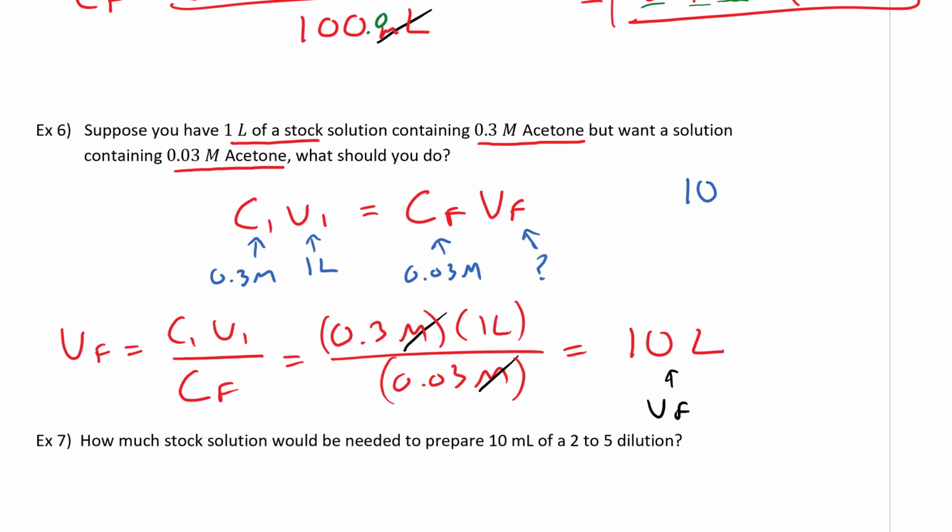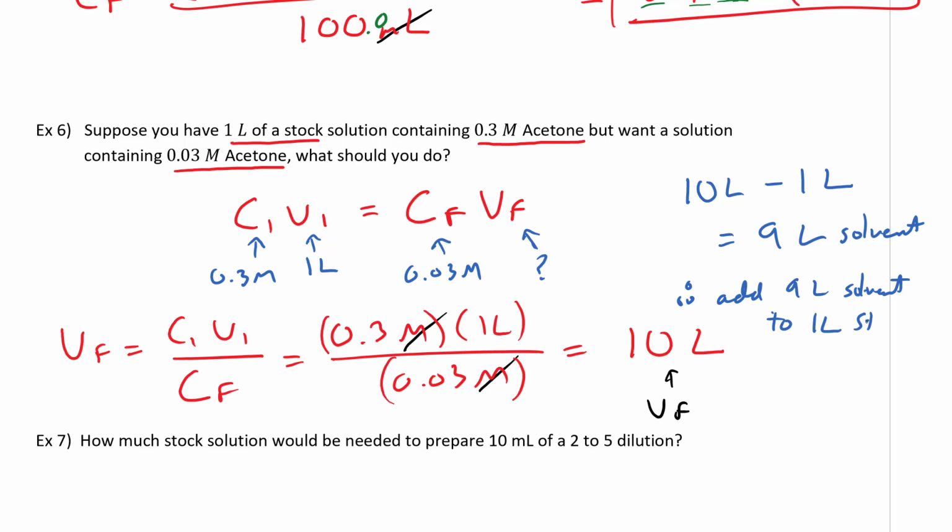As a result, I have to take that final volume and subtract away my stock volume. This will give me 9 liters of my solvent. Therefore, add 9 liters of solvent to 1 liter of stock solution. This is how you would dilute this solution.